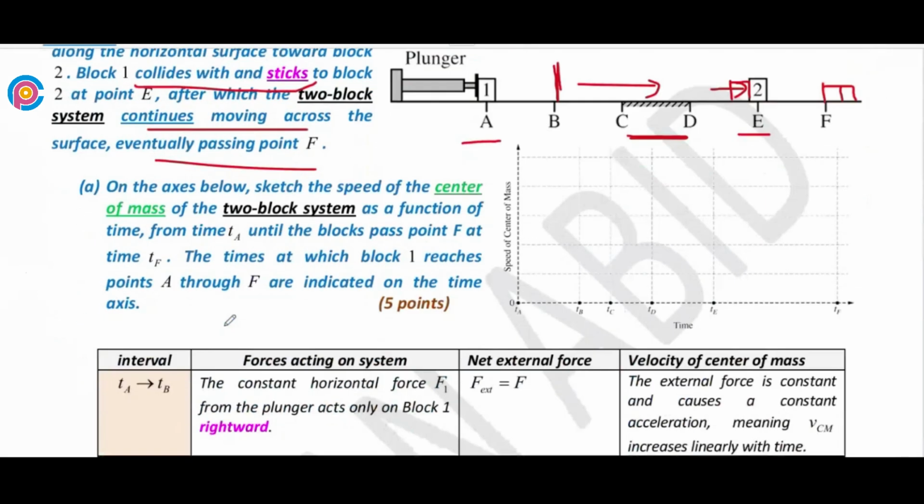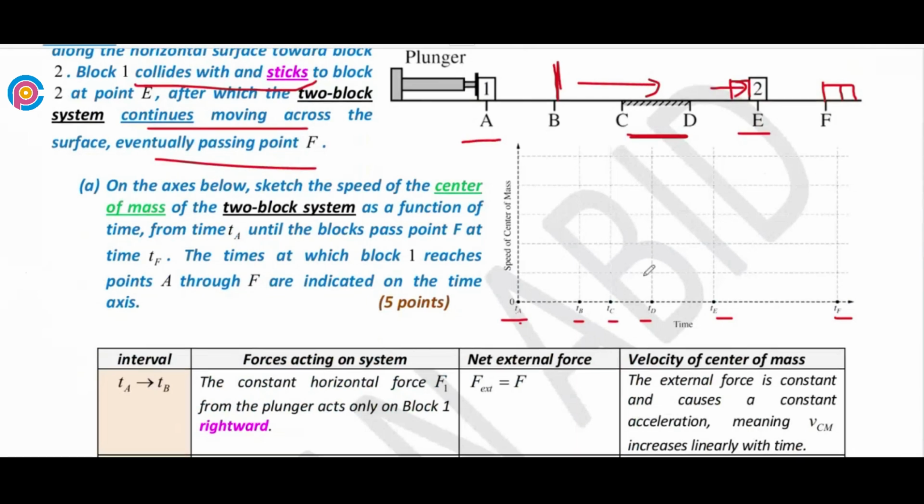Now the question is: on the axis below, sketch the speed of the center of mass of the two-block system as a function of time from TA until the blocks pass point F at TF. The times at which block 1 reaches points A through F, TA, TB, TC, TD, TE and TF, are all indicated on the time axis as shown in the paper. First I will discuss point to point, then I will draw the graph.